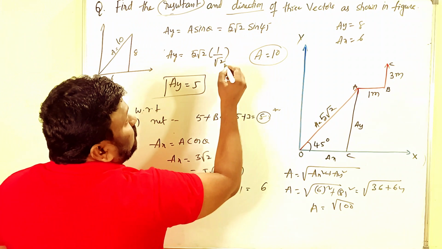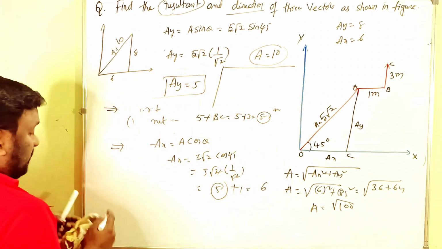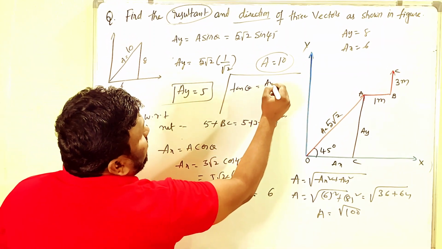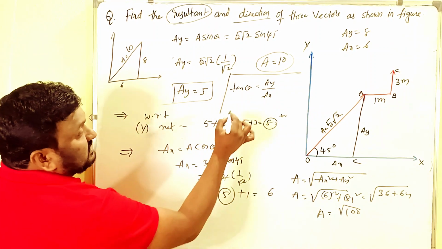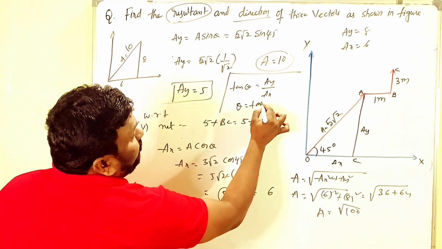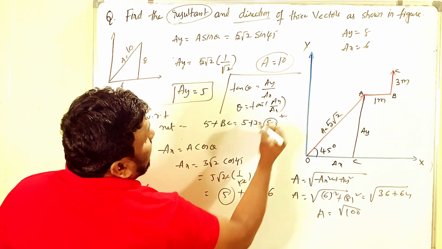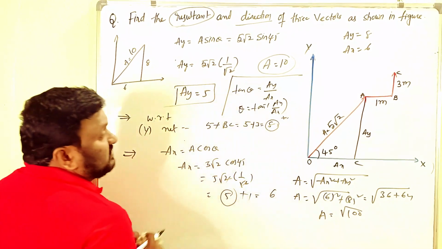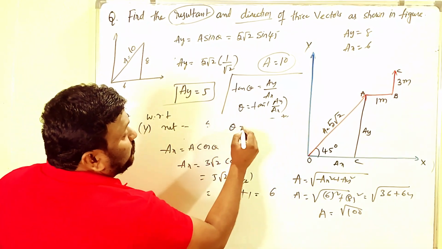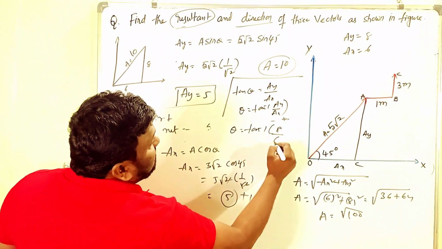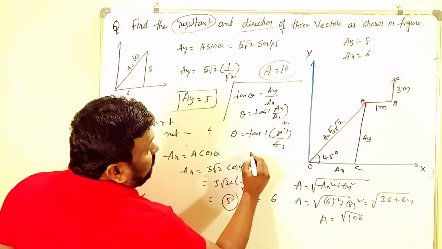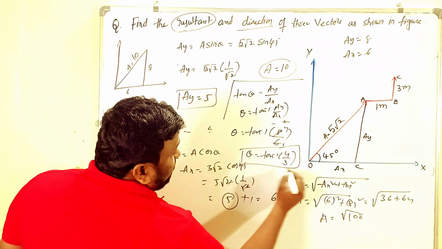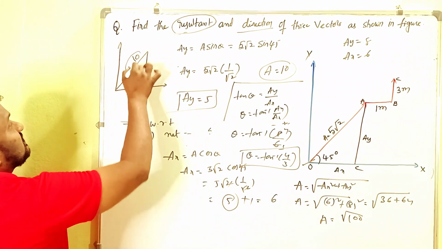Then what about the direction? For direction also there is a formula. Tan theta is equal to AY by AX. Then theta is equal to tan inverse of AY by AX. The AY value we got is 8 and AX is 6. So theta is equal to tan inverse of 8 by 6. Two fours are eight, two threes are six. Then theta is equal to tan inverse of 4 by 3. So this is about the angle and this is about the resultant.